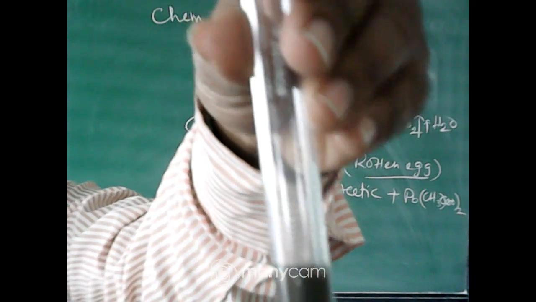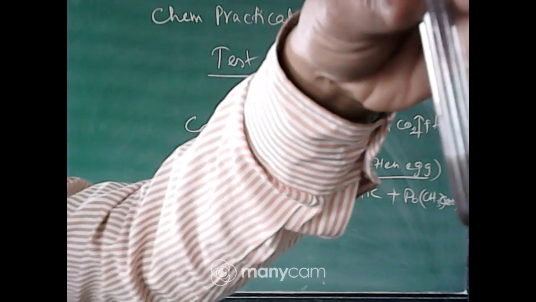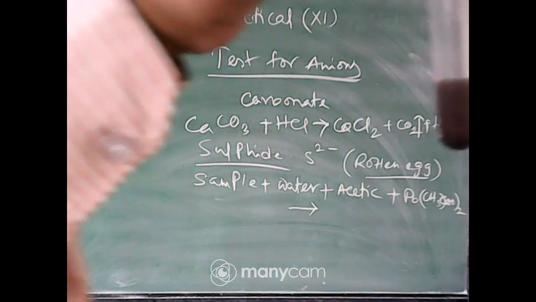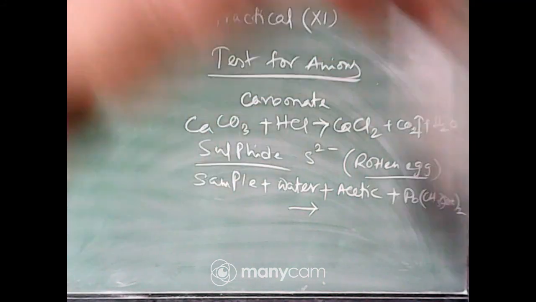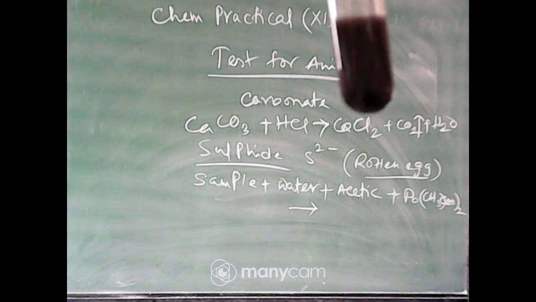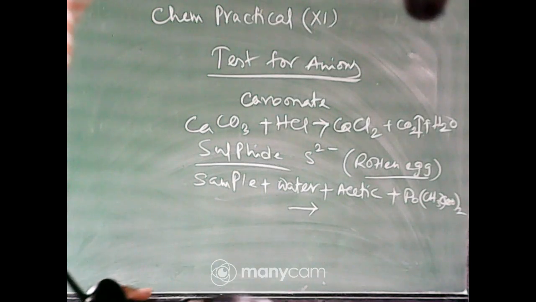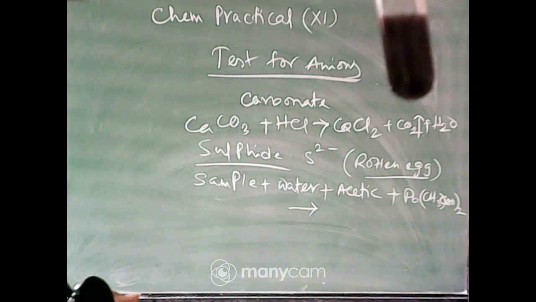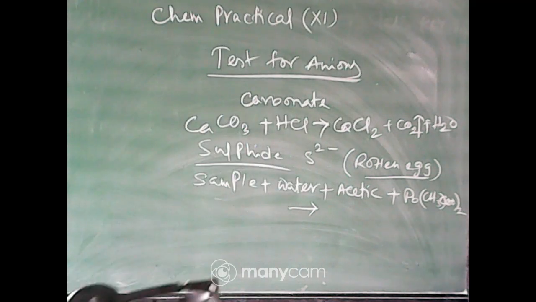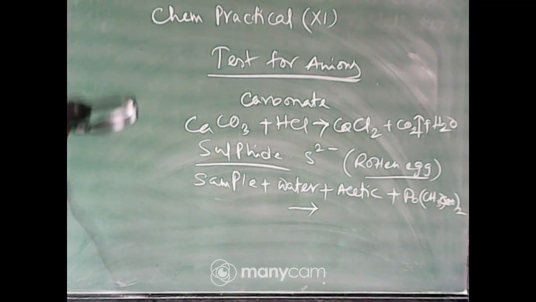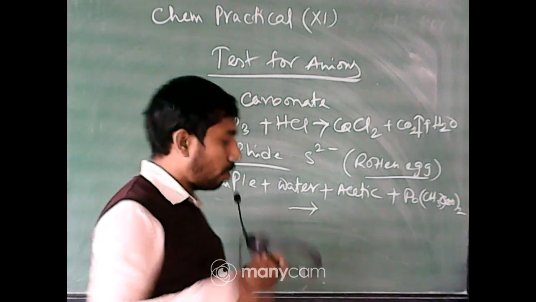This is the observation. So what we have done: first the sample, then we have prepared the solution, then acetic acid to acidify it, and then lead acetate. So this black PPT is the form of lead sulphide, PbS. Now see the reaction. So this is for sulphide. This sulphide has the characteristic smell of rotten egg.